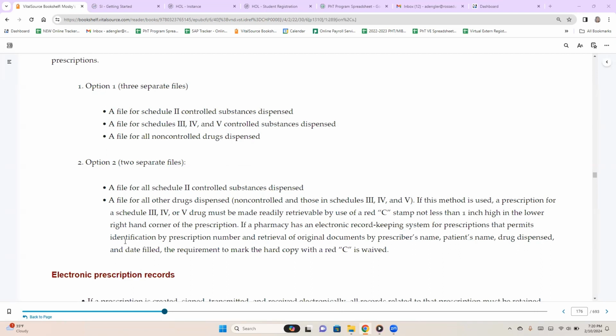There's another option with two separate files, one where you put the Schedule 2 controlled substances that are dispensed, and the other one which has everything else.